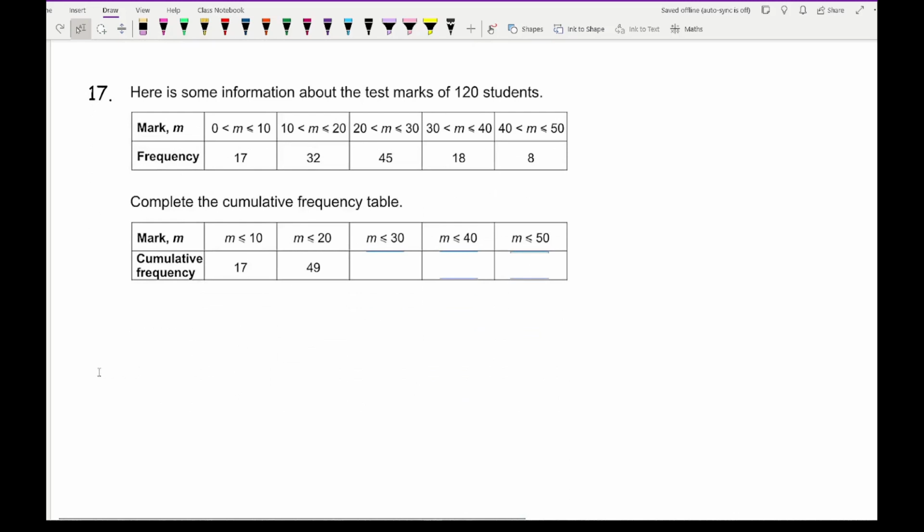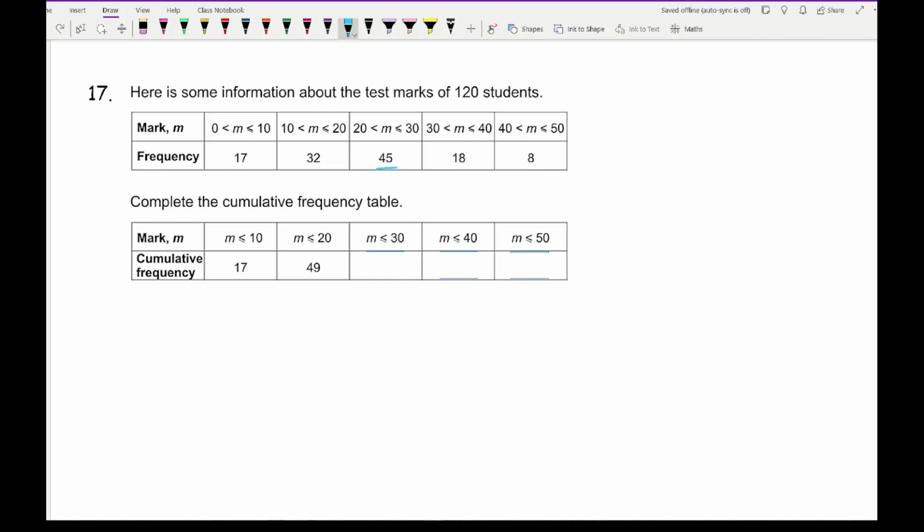Then for question 17, this looks at cumulative frequency. It says here is some information about test marks from 120 students, and all the question is asking us to do is complete the cumulative frequency table. So the cumulative frequency is like a running total. So here we're looking for how many are less than 30. So we just add the previous numbers up.